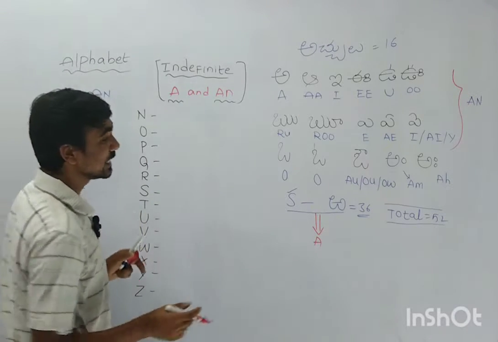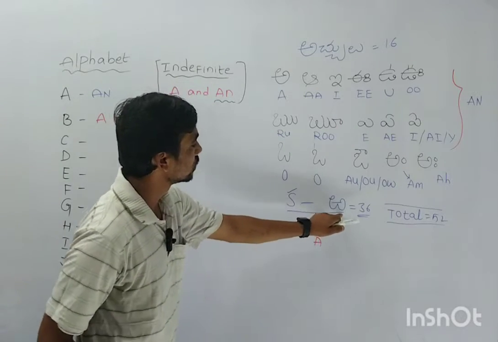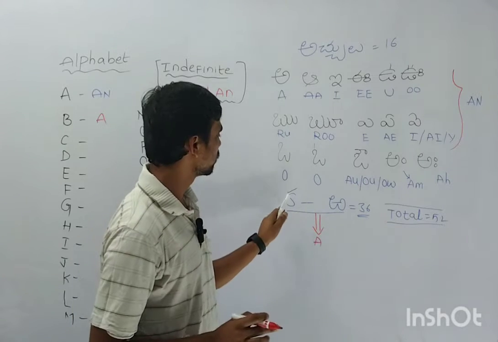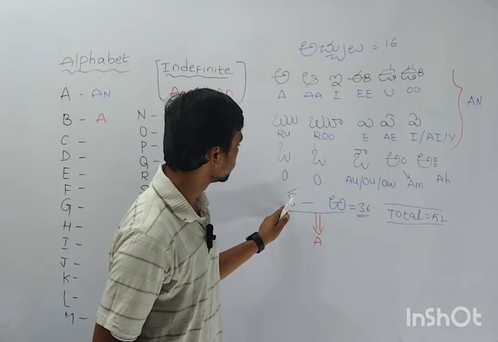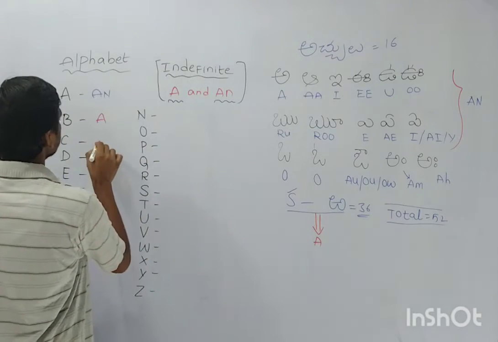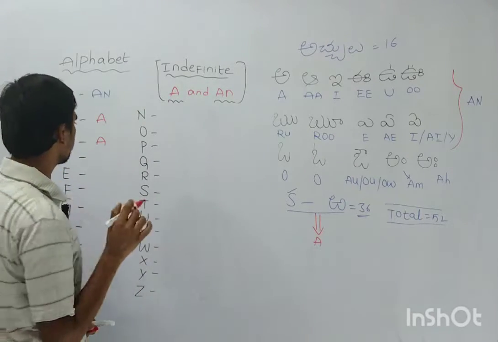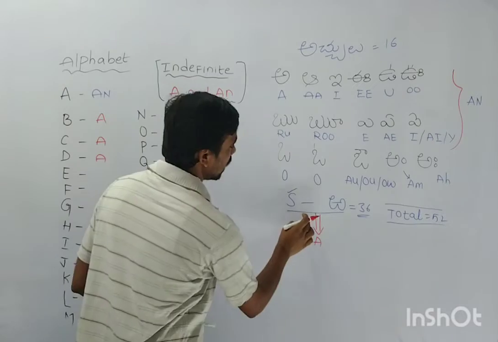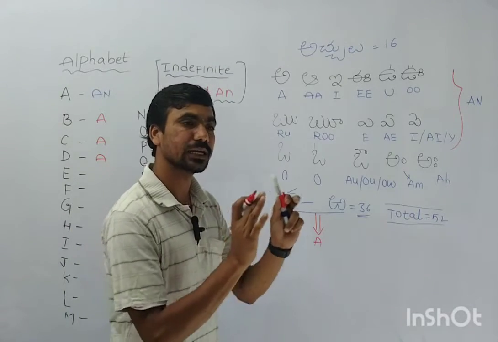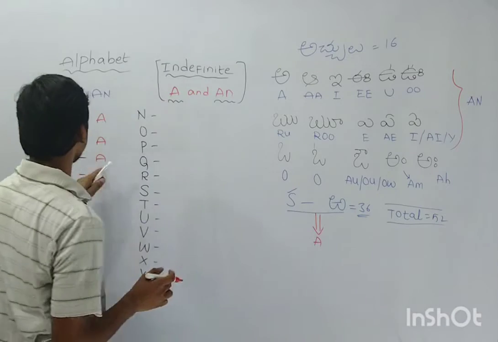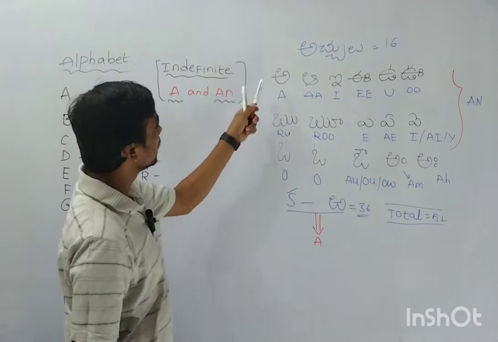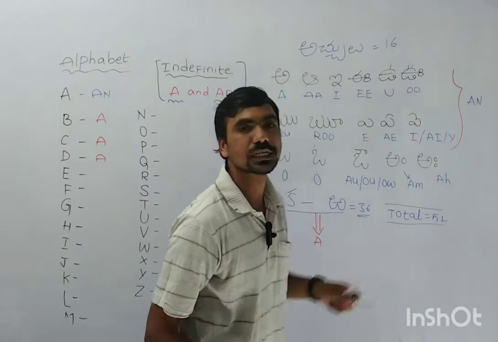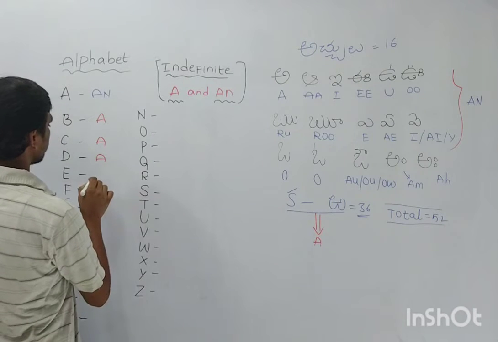Now C. C. Sa. C. So you can write A here. Okay, no need to worry, just carefully listen. Next D. D also da da d. So A. Next E. E you can write E. The sound is there, this sound E. So you have to write an. Okay, an.